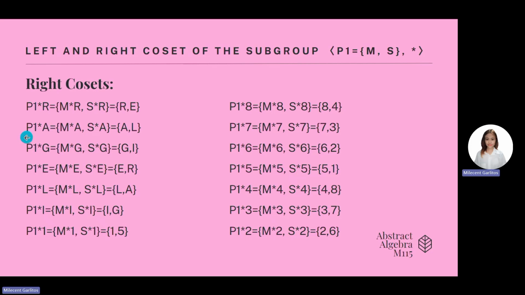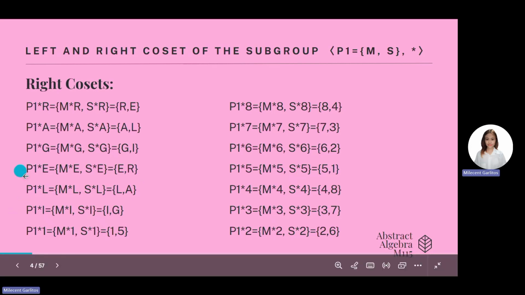Then P sub 1, we operate it with the element A. It would be M star A and S star A, and the outcome would be A and L. For P sub 1, we operate it with G. It would be M star G and S star G, and the outcome would be G and I. For P sub 1, we operate it with the element E. It then would be M star E and S star E, so the result would be E and R.